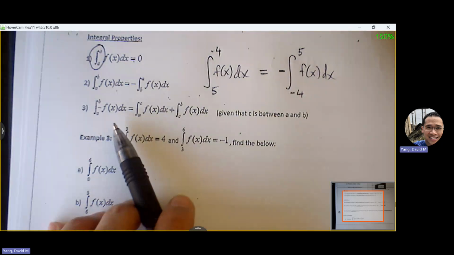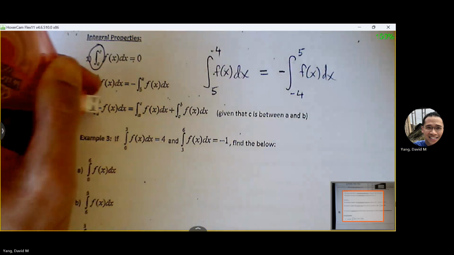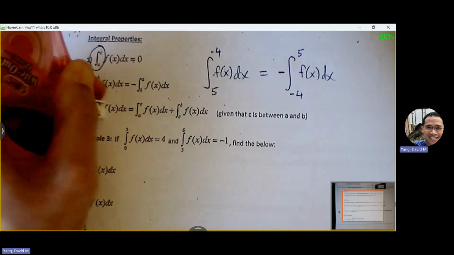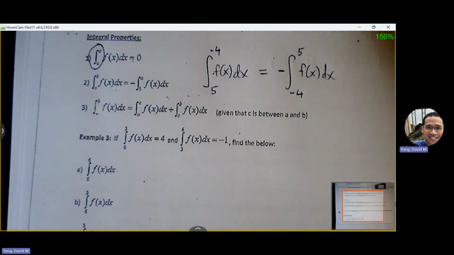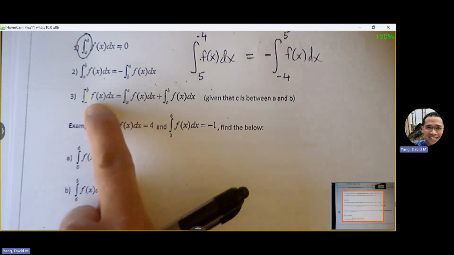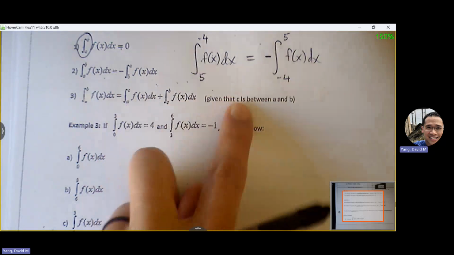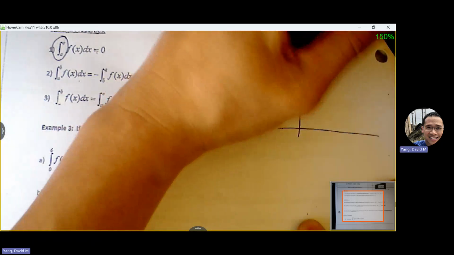The third property, sorry, there's a stray mark there. I don't mean for there to be a negative. It looks like there's a negative in front of that f of x. This is saying that sometimes it's helpful to break up a larger region into smaller regions. So let's say C is between A and B. And let's say the graph looks something like this.